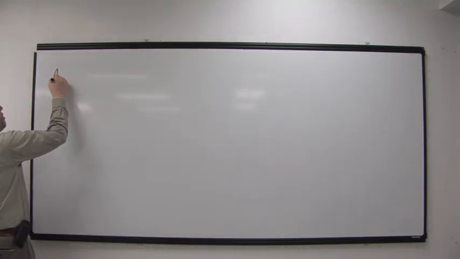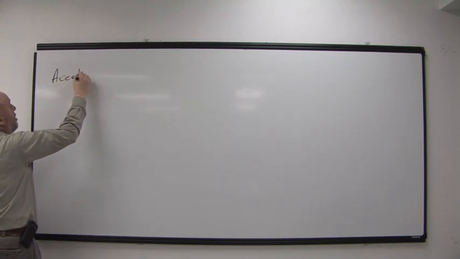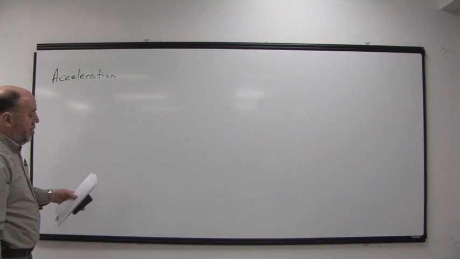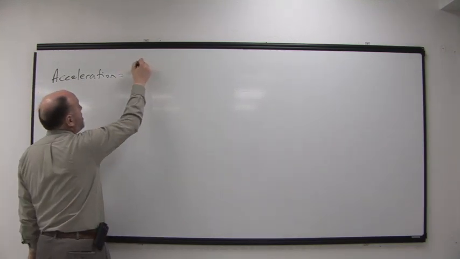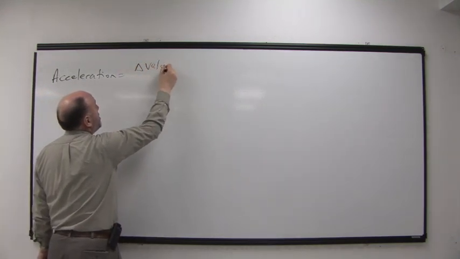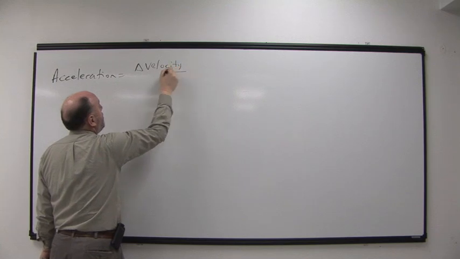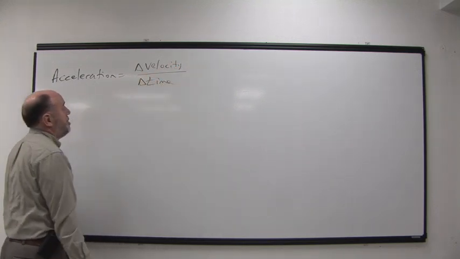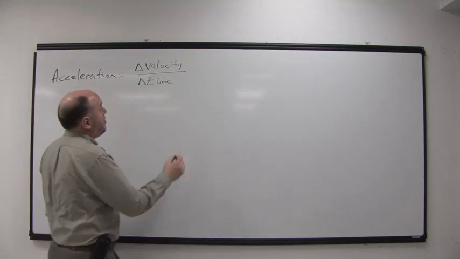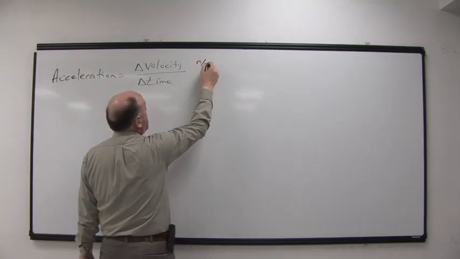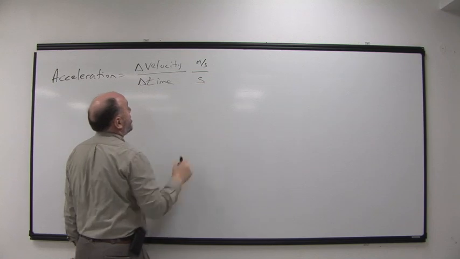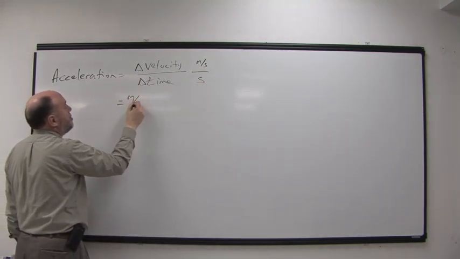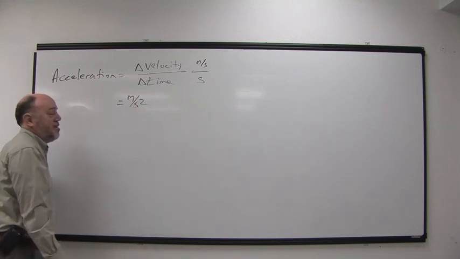Well, you can also look in terms of acceleration, which is your change in velocity over your change in time. So velocity, we said, was in meters per second. Time will be measured in seconds, and so acceleration will be meters per second squared.